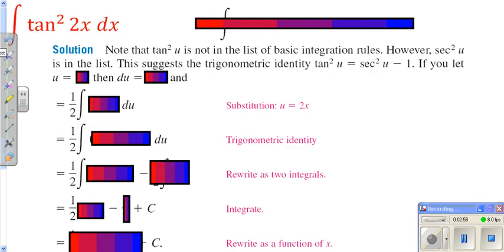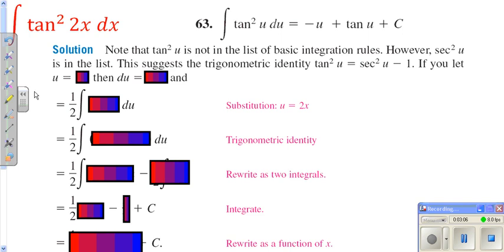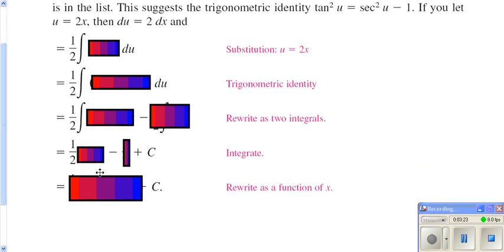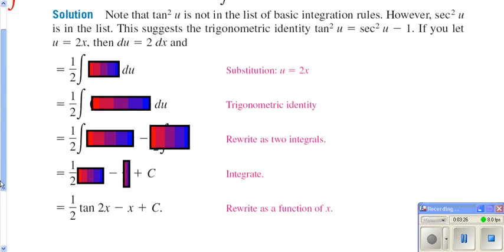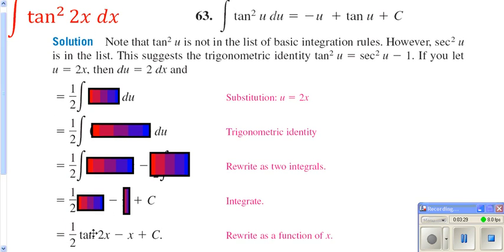Well, this one here, once again, you'll realize, oh, there's a formula for that one. Happens to be formula 63, where your u would correlate to your 2x. So du would be 2 dx. You'll notice you don't have a 2 showing up, so you're going to have a 1/2 hanging around. And so if you just use your formula, you're going to have your 1/2 there, tangent of your 2x, plus your negative u, which is your x, plus c.